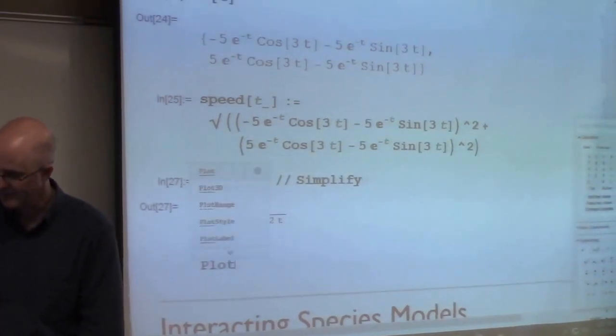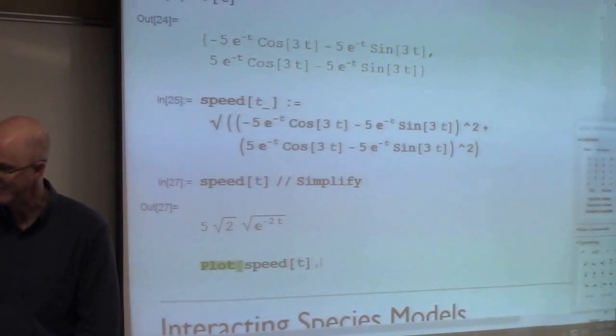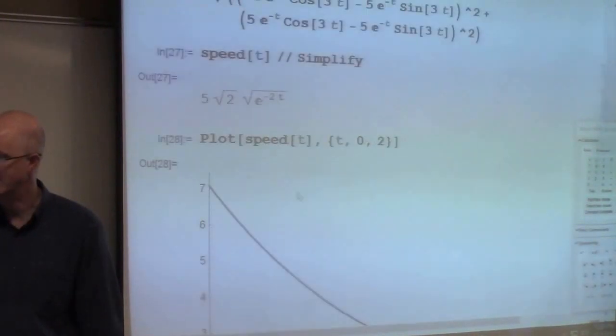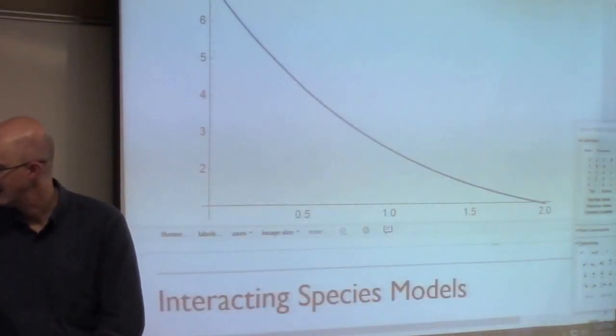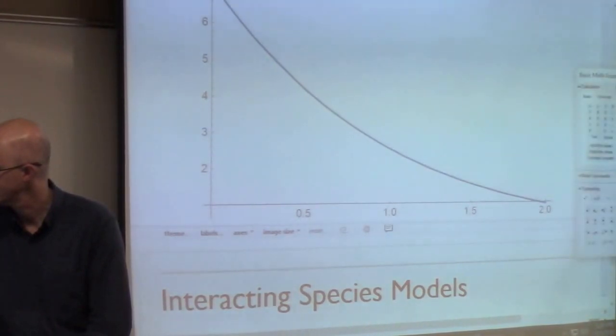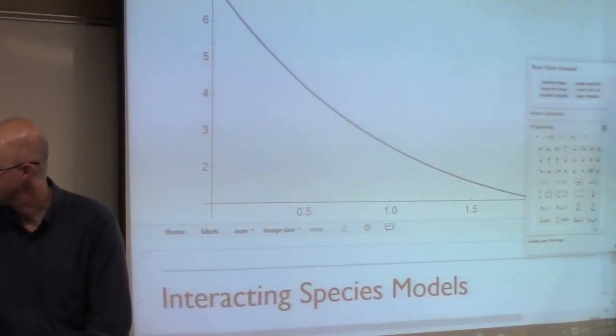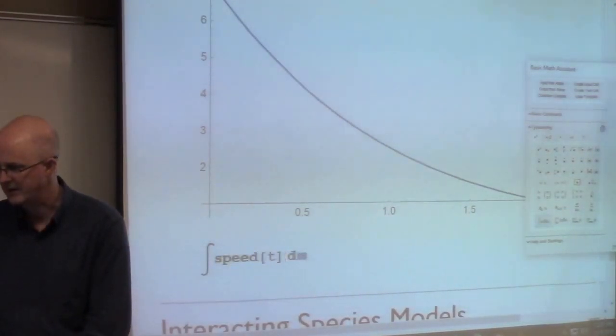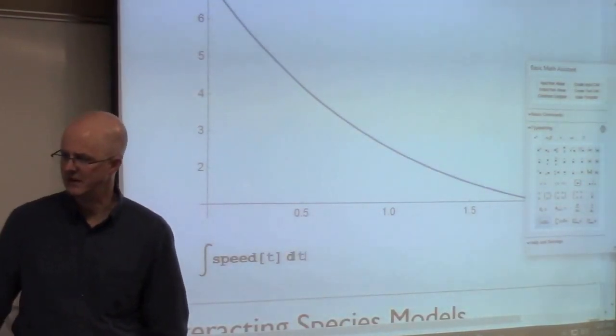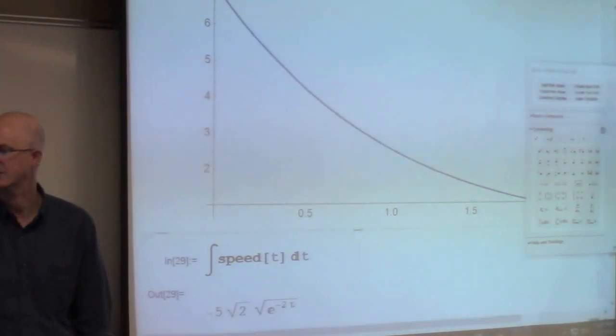You can plot it. Plot the speed. That's monotonically decreasing. And the integral of the speed is the distance traveled. I can do the integral of the speed. All this is all good review here. Integrate the speed. Although if I do it indefinite integral, I'm not sure how nice it's going to look. Okay, it's not too bad.